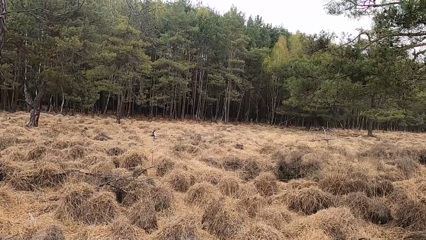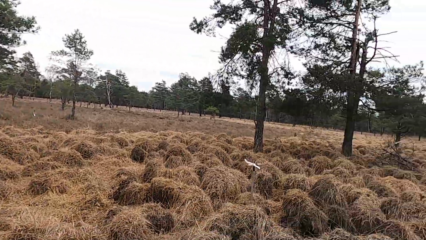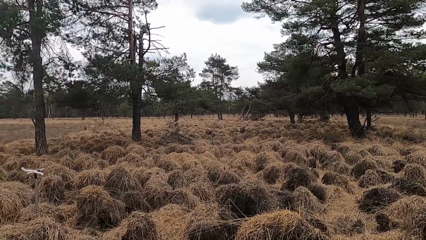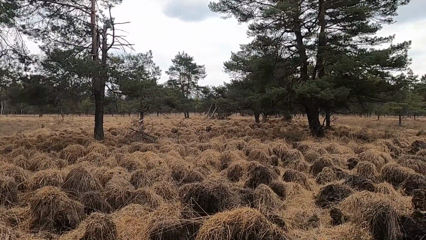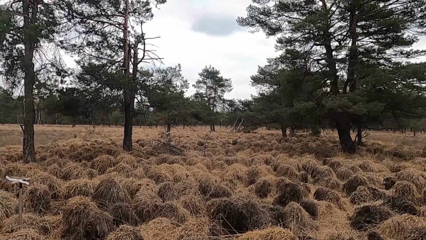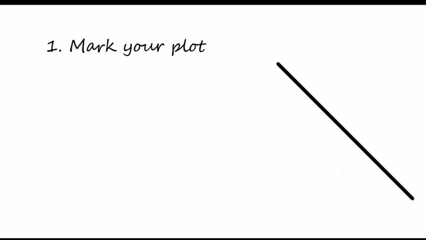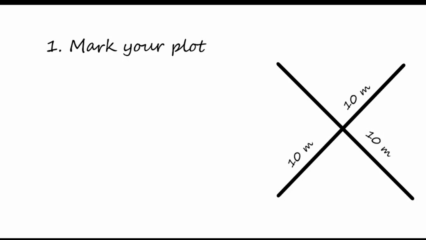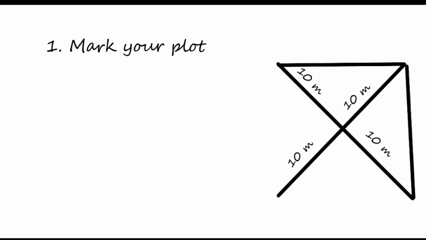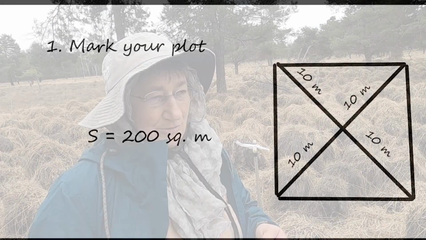From our long-term experience, it is easier to put 2 perpendicular lines than 4. That's why we have a special way to mark the square. From the center of the relevé, we mark 10 meters towards 4 directions along 2 perpendicular lines. The ending points of the lines are angles of the square with the area 200 square meters.